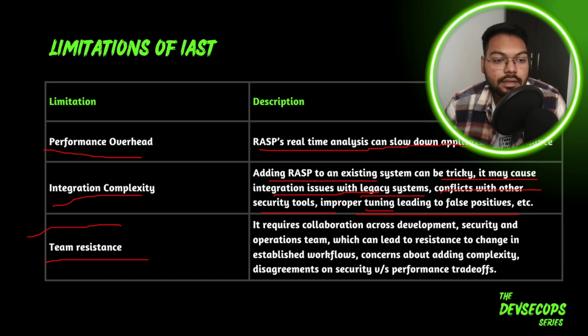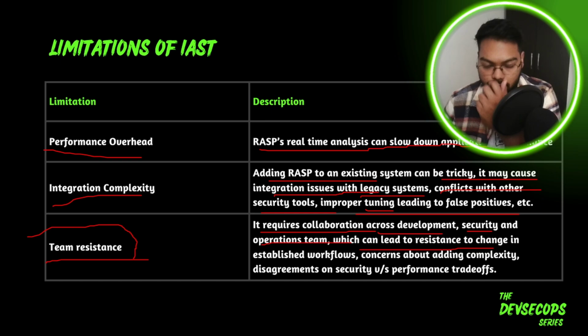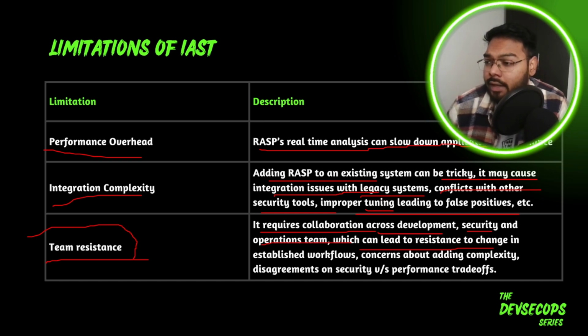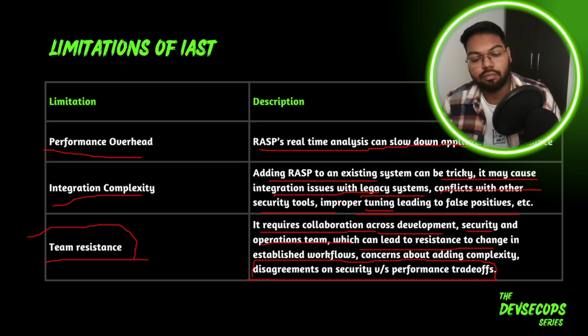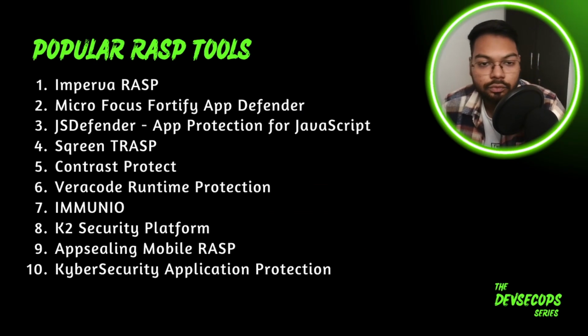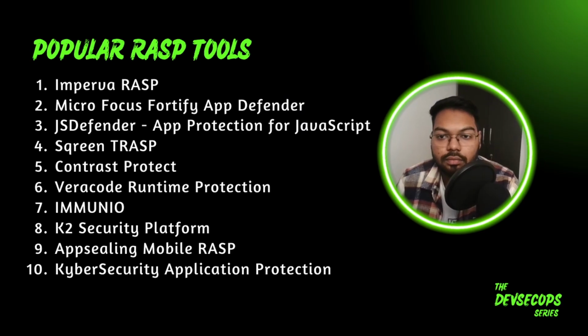Then team resistance is one more thing. It requires collaboration across development, security, and operation teams, which can lead to resistance to change in established workflows, concerns about adding complexity, and disagreements on security versus performance trade-off. So there are a lot of discussions way ahead on that front. I hope you grasp the gravity of these things.